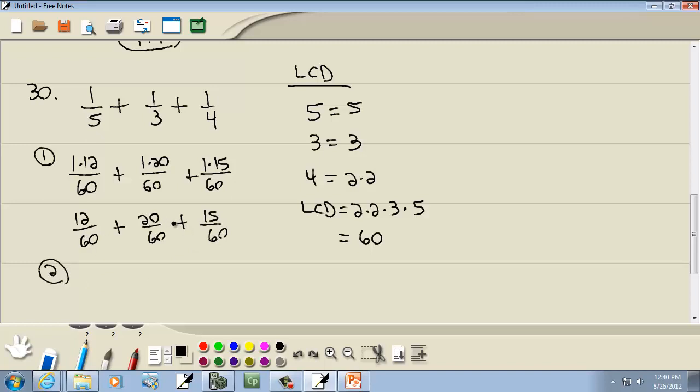Add together the top parts. That gives us 47 over 60. 47, I believe, is prime, so it doesn't break down. It's definitely not divisible by 2 or 3, which is what the bottom part is, and 5.